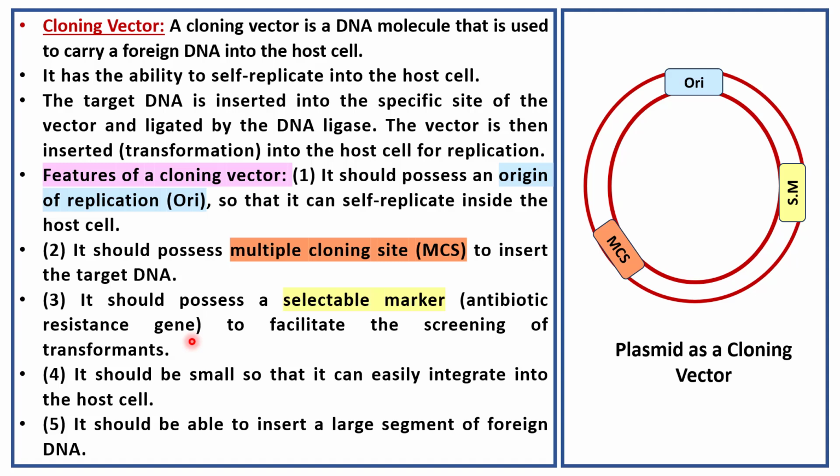screen the bacterial cells. Generally, antibiotic resistance genes are used as selectable markers. Suppose the host cell is a bacteria and it cannot survive in a particular antibiotic containing media. So if the cell is not transformed, that means the bacteria didn't take up the recombinant vector, it won't survive in that antibiotic environment. But if it is transformed, that means the bacteria took up the recombinant vector, it will survive in the antibiotic environment. Why? Since it has antibiotic resistance gene. In this way, we can select transformants and eliminate non-transformants.